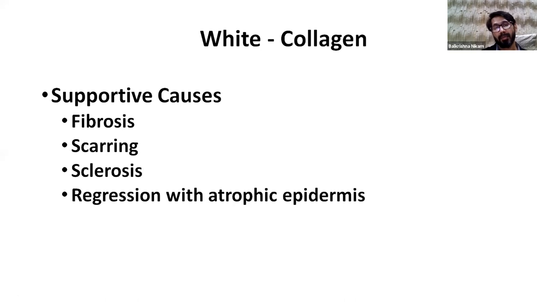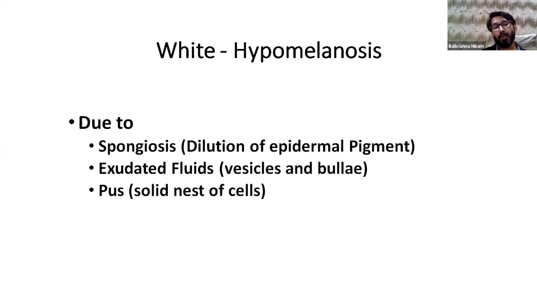epidermis is depigmented. Coming to the white hypomelanosis, certain areas are not totally depigmented, they are hypomelanotic, and these are due to spongiosis. So spongiosis adds to the dilution of the epidermal pigment. There is water inside the epidermis which leads to the dilution of the epidermal melanin curtain, and that will give you the patchy white areas. Similar to the exudate fluids, vesicles, bullae, you will see more hypomelanotic areas, while the pus will appear more whitish, because pus, if collected, is a solid nest of neutrophils.